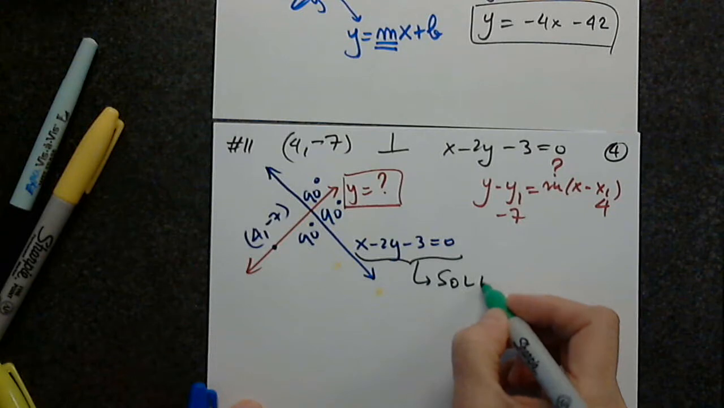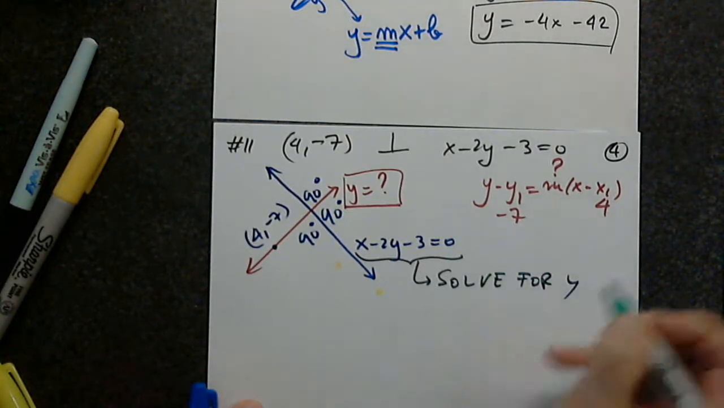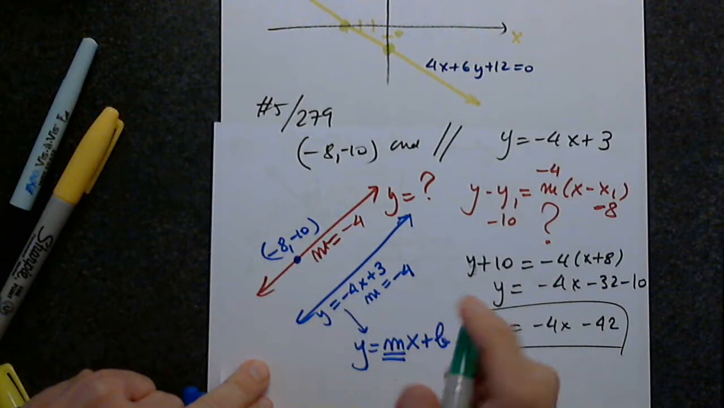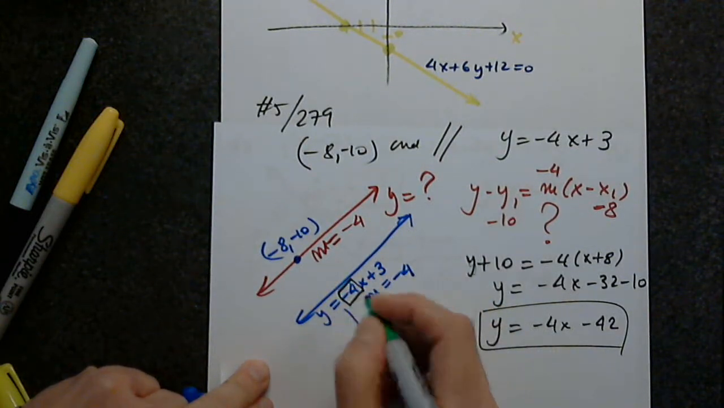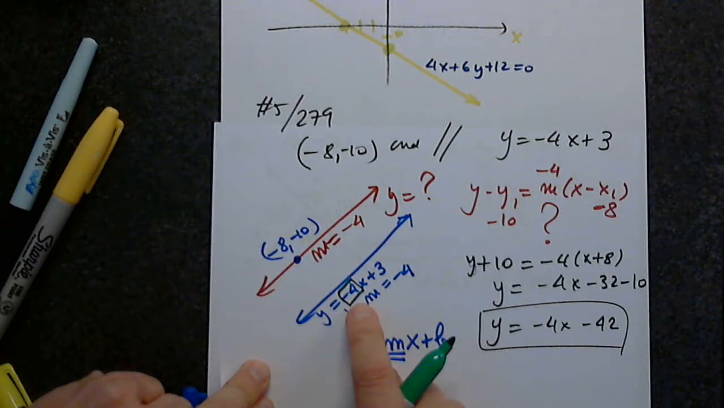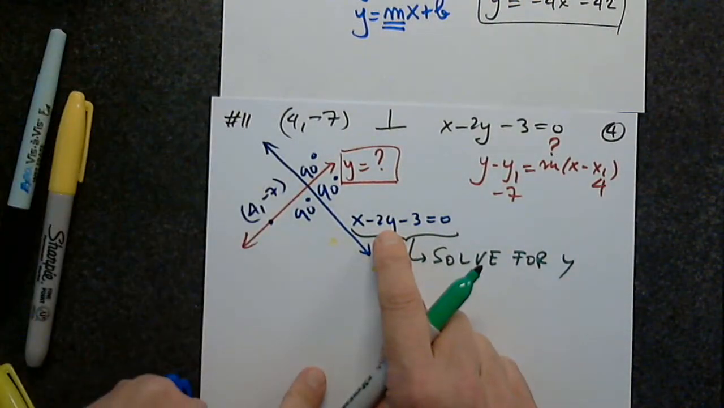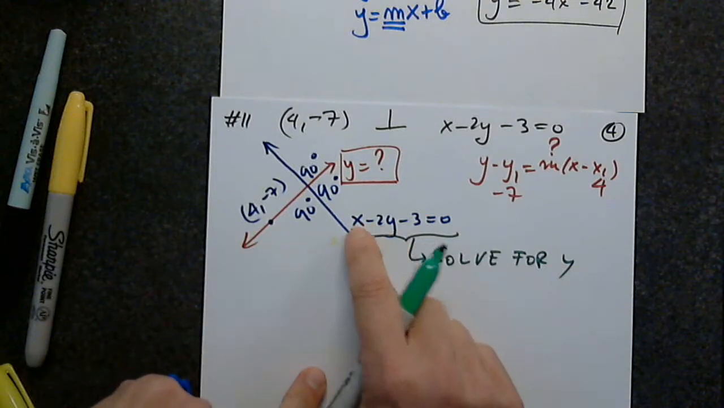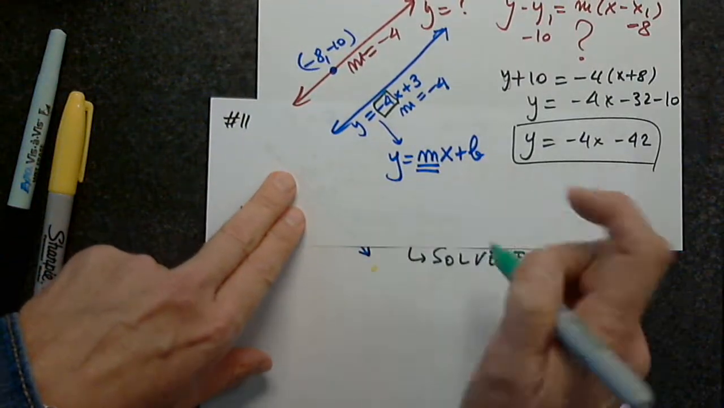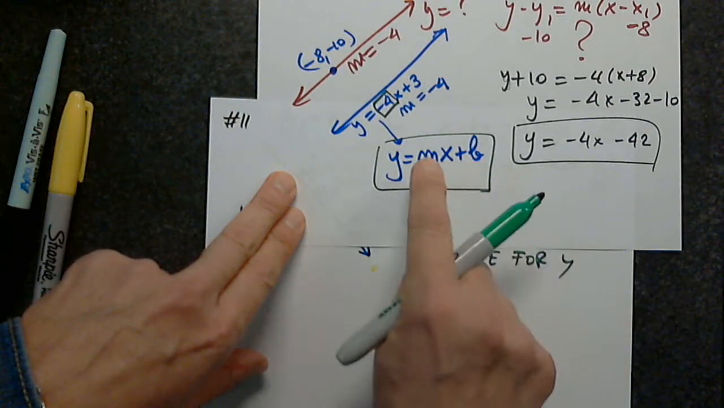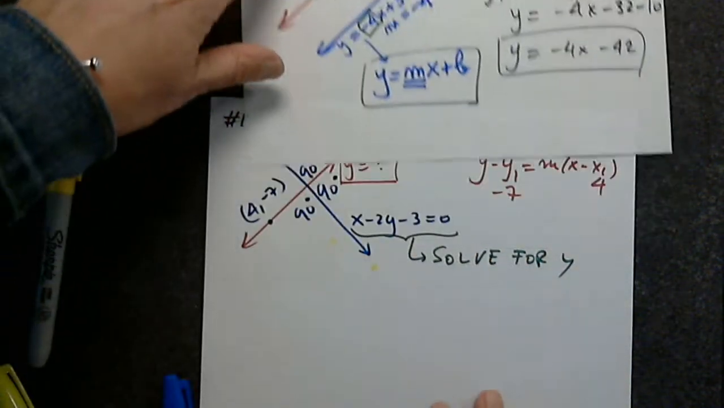Exactly. I have to solve for y. See the difference here? This equation was already solved for y, and it was easy to identify the slope. But if I don't solve this equation for y, I will not know what the slope is. So I have to solve for y in order to put it in this format, the slope-intercept form, so I can read the slope. So let's do that.